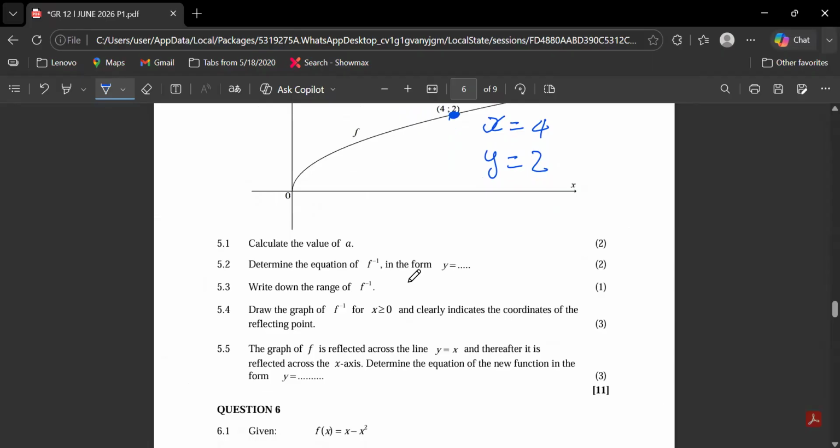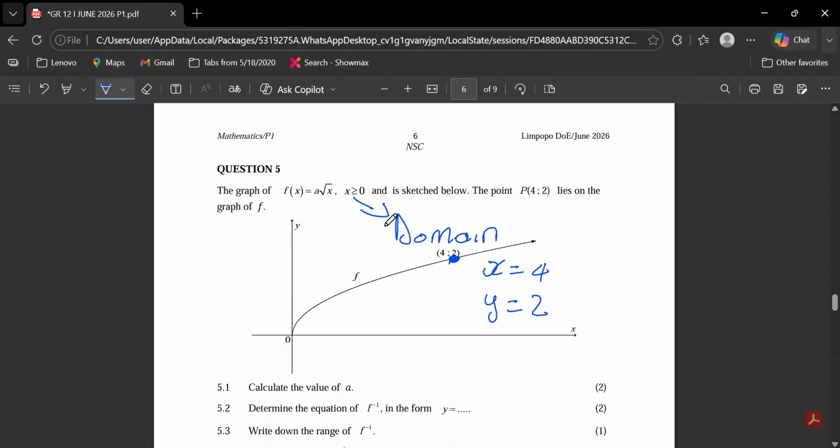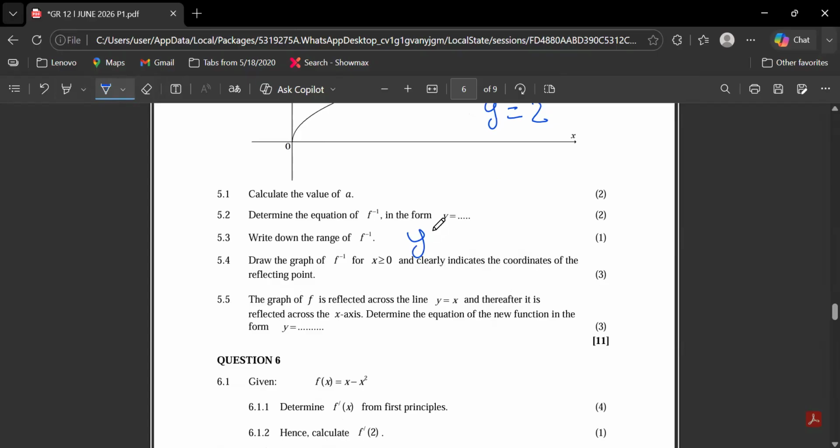Now remember, guys, we already stated in the beginning that our range is going to be whatever the domain is. Let's go and check what the domain is. Remember, we highlighted it. We said our domain was x is greater than or equal to 0. So instead of x, we're just simply going to change the x and put y. So y is going to be greater than or equal to 0. We're not going to put this one to the senior marker.